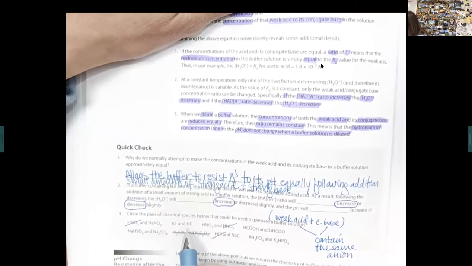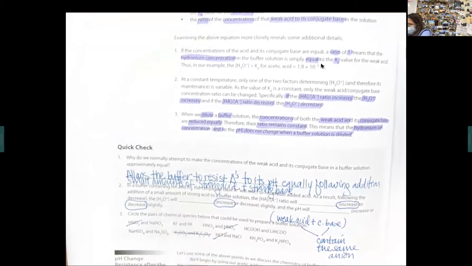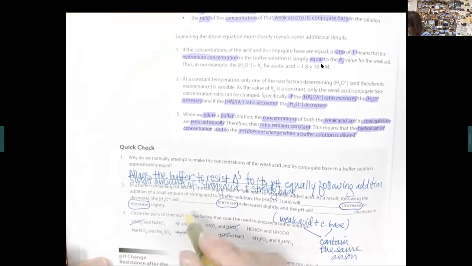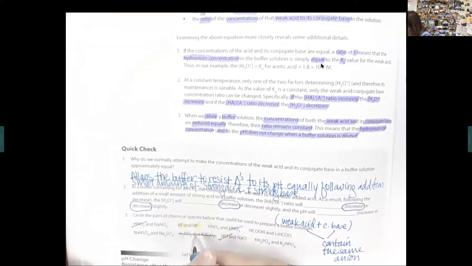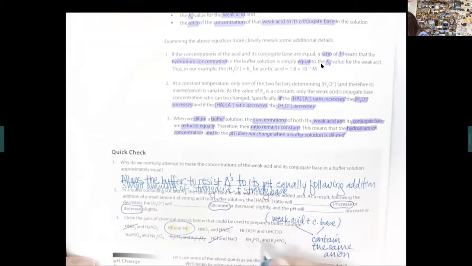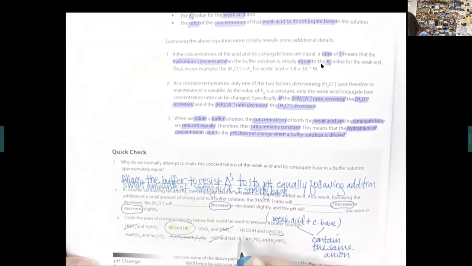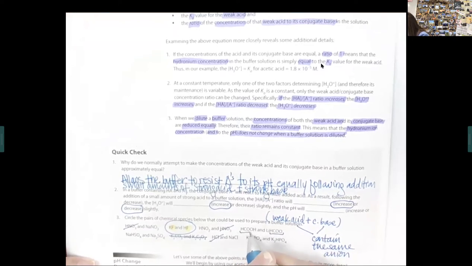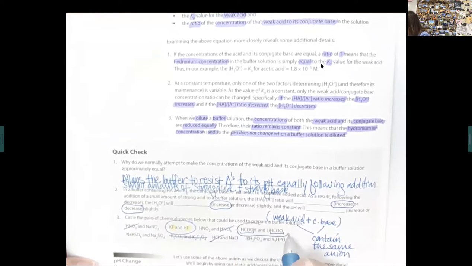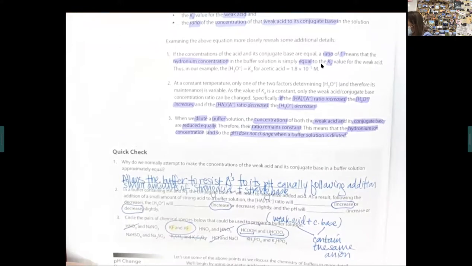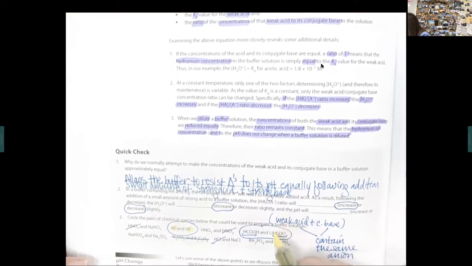Here I have hydrofluoric acid, which is a weak acid, and I have KF. And I'm going to go ahead and highlight so they stand out to you the fact that we have the same anions. Okay, so therefore this would work. Now over here, I've got the CHOO anion, and this would be a weak acid here if you look at your Ka table. So I would circle that because they both contain the same anions.